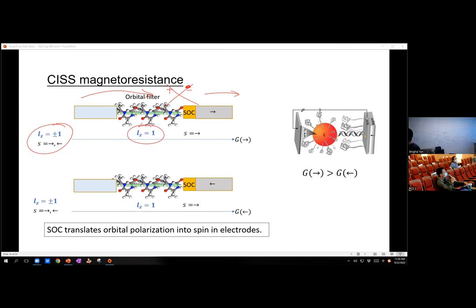But what is the role of the SOC? Yeah, the role of SOC is that we have orbital polarization, but we don't have spin. Spin left and right are equal now. But the SOC will feel the orbital polarization. You couple to SOC, you get a spin polarization. Yeah, this is just as a translator from orbital to spin. I see. Because here we have to match the ferromagnetic electrode. This is the spin part. Okay. Yeah, thanks a lot.